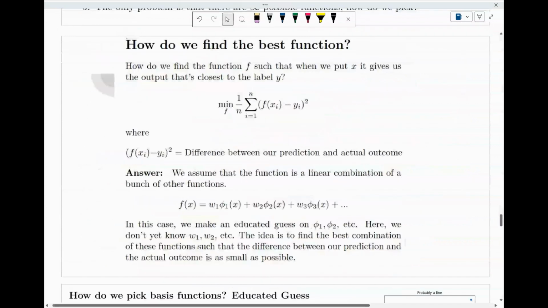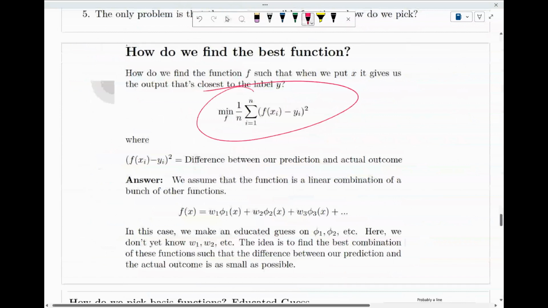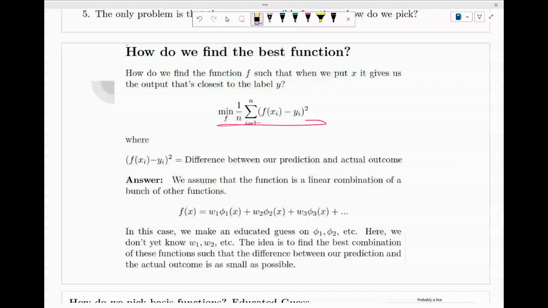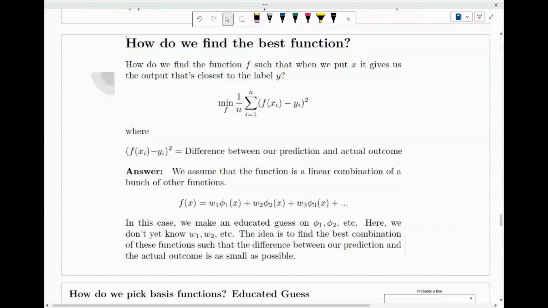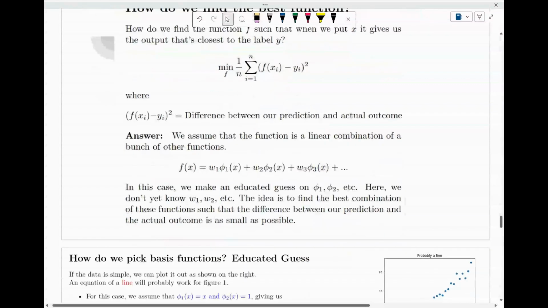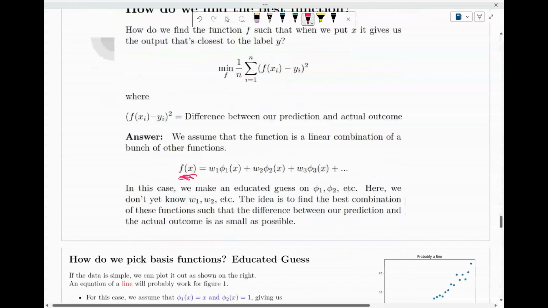Well, this is what we're trying to solve. What we can do to minimize this, because finding a function is very hard, is that we make some assumptions about this function that make our life easier. And the assumption we can make is that the function is really a combination of other functions.